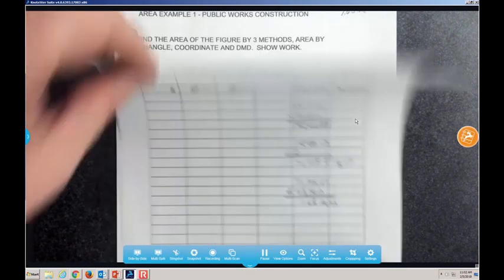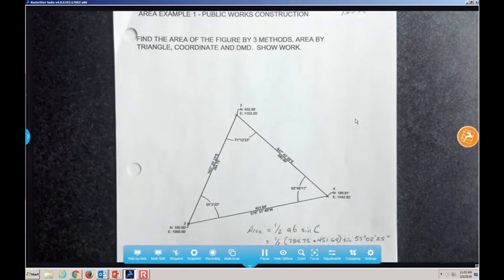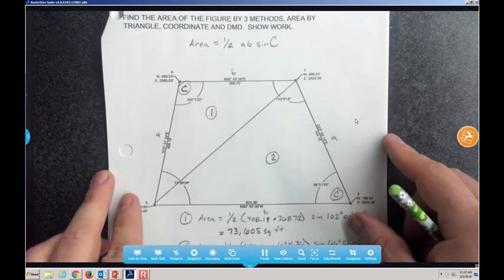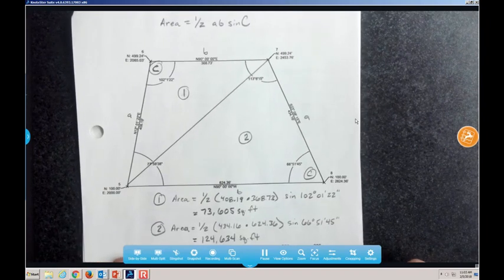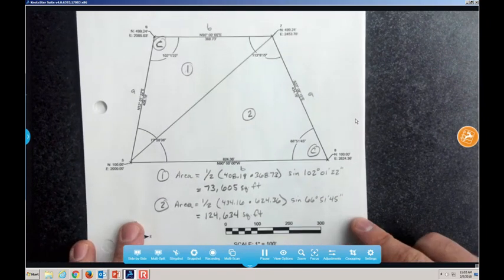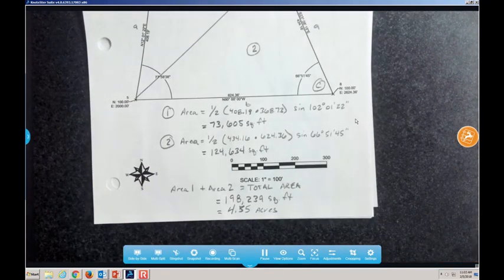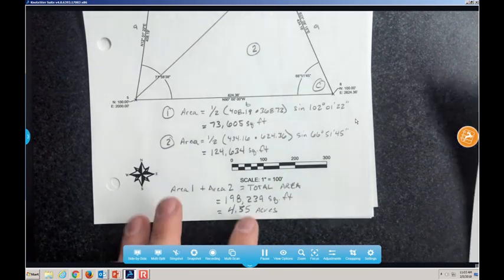All right, let's move on to the next problem, which is example 2. So we solved this one already via the triangle method. And what did we get for this one? We got 4.55 acres. I haven't tested this one out yet. I did the other one yesterday, so we're going to go through and try getting this one.